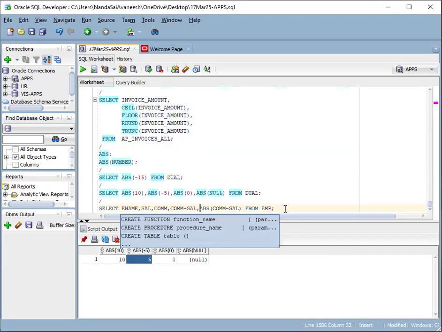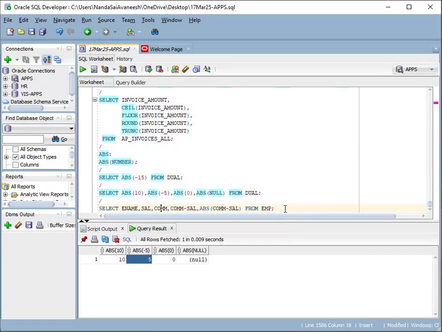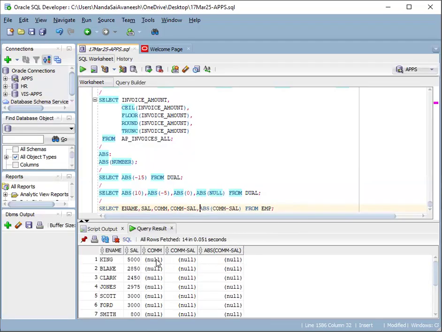Now I'm using the employee name, salary, commission, commission minus salary, and ABS of commission minus salary from EMP. This is the commission null; wherever the null is there, all the null values came here. Wherever the value is there, 300 minus 1600 will be minus 1300, whereas the ABS of commission minus salary is positive 1300. Same way here also, 750, and this is already a positive value, so it will be positive only.